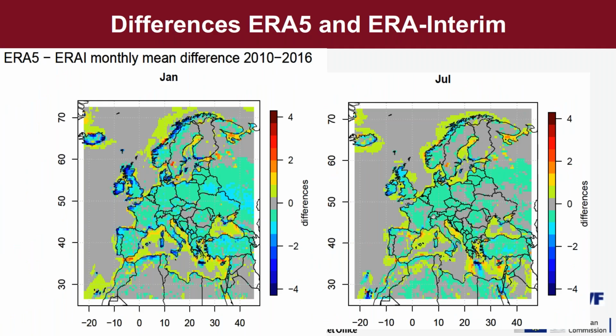Now, coming to the final part of the talk, we're going to look at the direct comparison of ERA interim with ERA 5. And this is over this 7-year period from 2010 to 2016. So on the left, you have January. This is the average of the January data from every 6 hours, because that's what ERA interim is, for that 7 years. So this is 7 Januaries, and on the right, you've got 7 Julys.